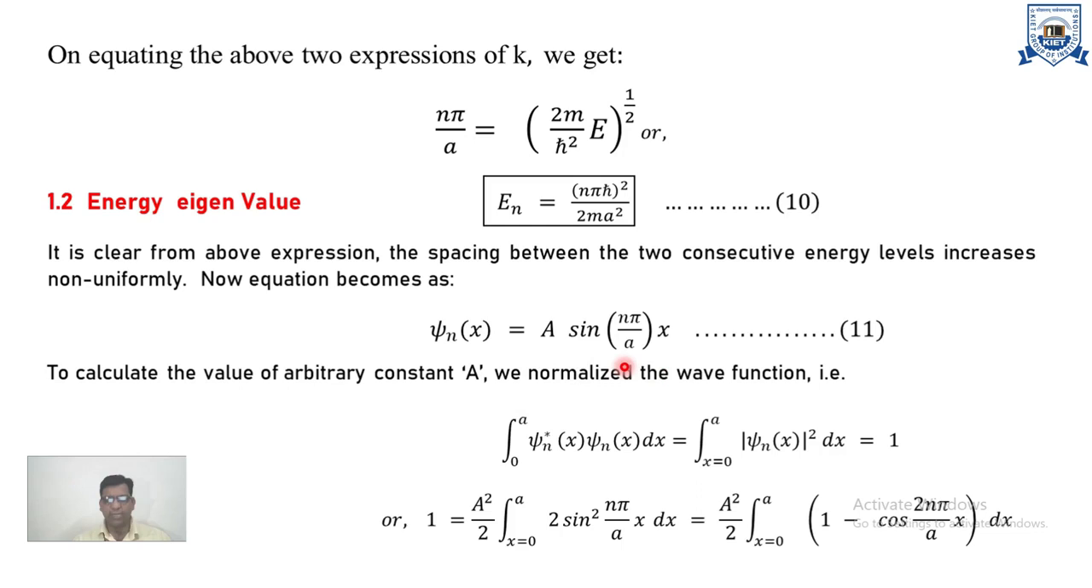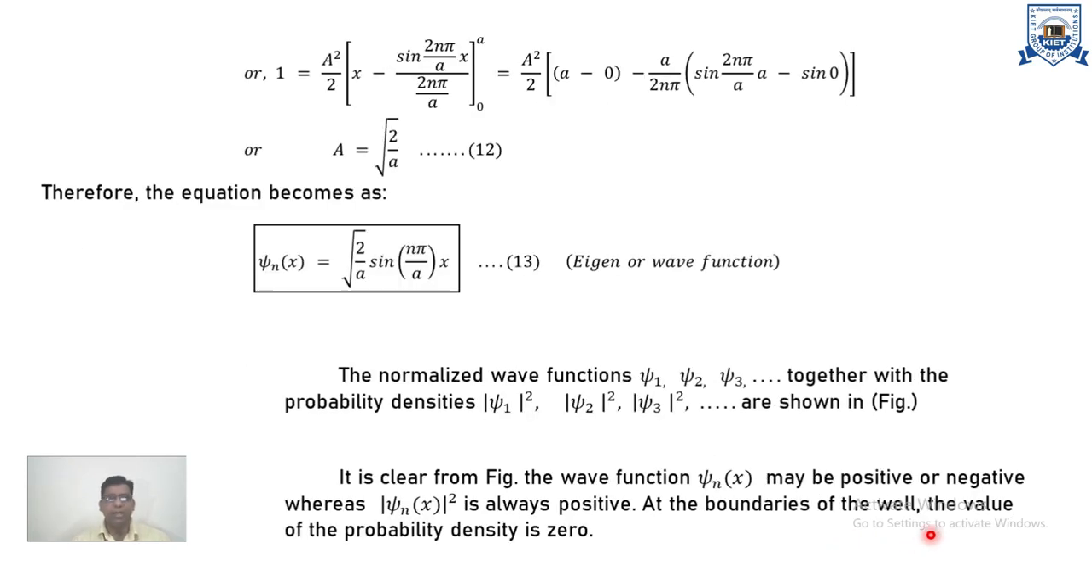Now we also calculate the normalization factor. We take the limit 0 to a of psi star psi, because probability is always real and positive. Then solving this integration from 0 to a of A squared sine square (n pi x / a), we put in the formula for cos 2a and solve this equation, and the equation becomes A = root 2 by a.